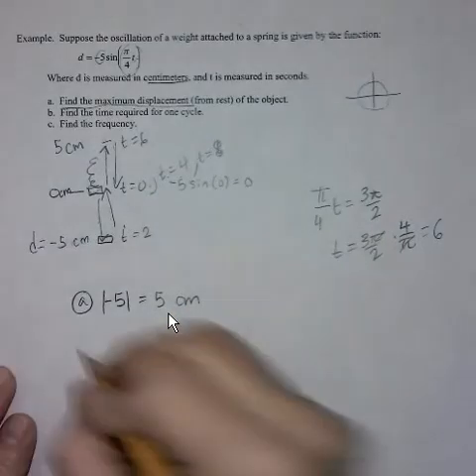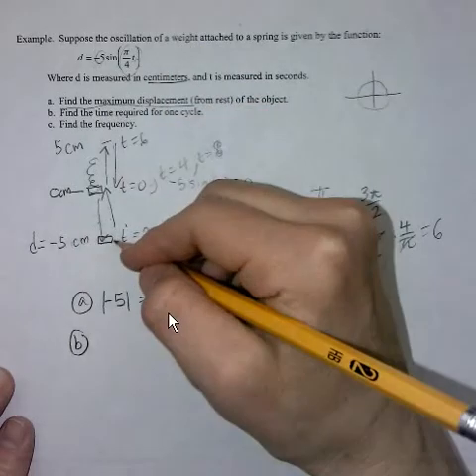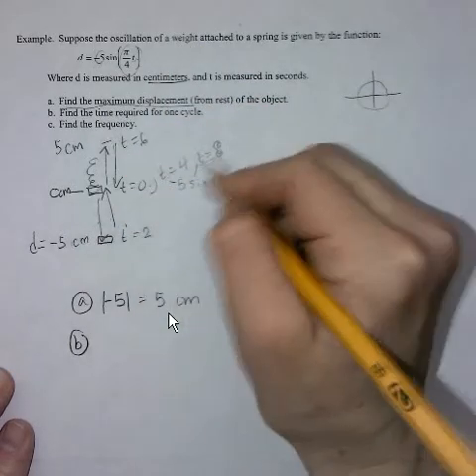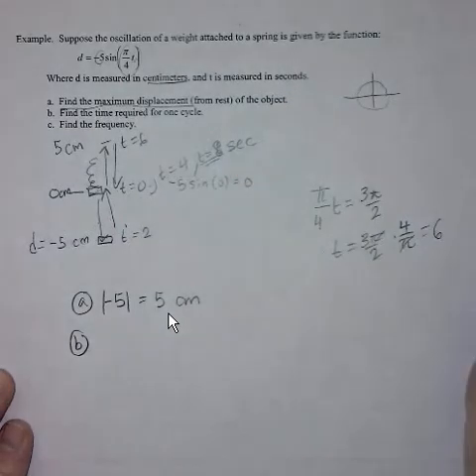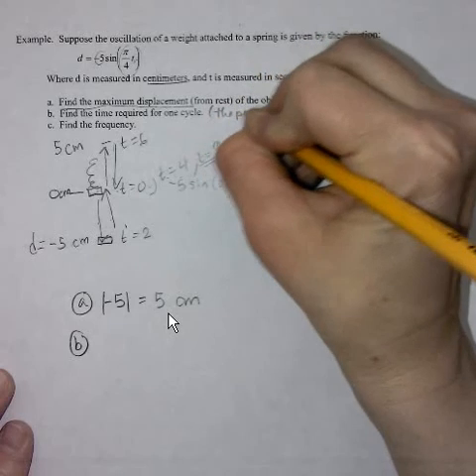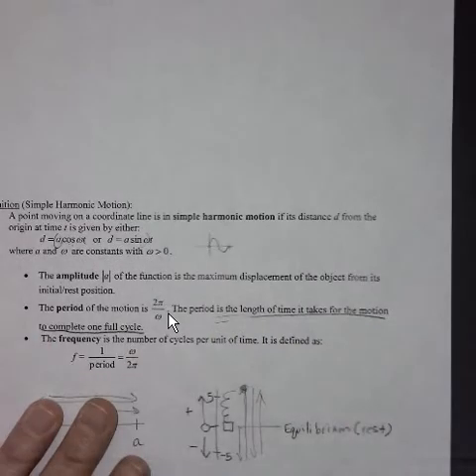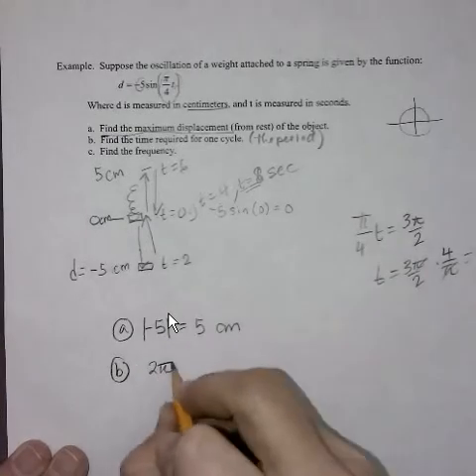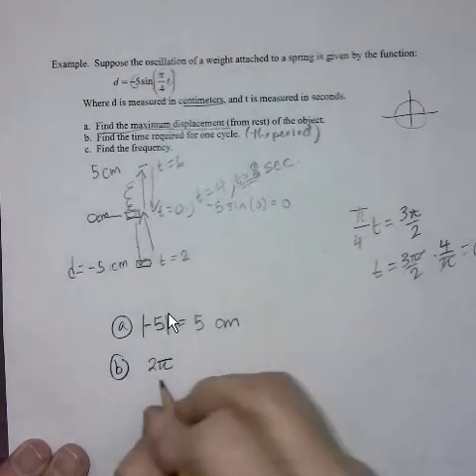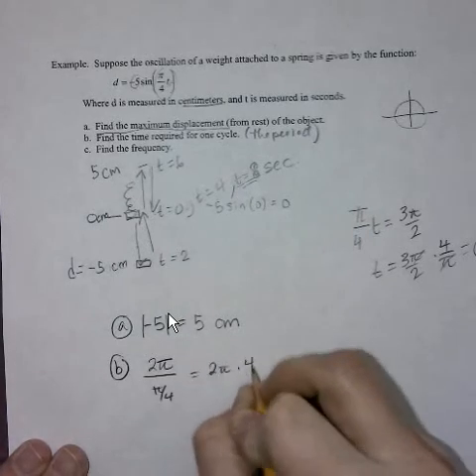B, time required for one cycle. We already talked about it. Down, then all the way up, and then down is 8 seconds, right? That is the period. The period tells you the length of time it takes for the motion to complete one full cycle. That's the definition. So for B, I already know it's 8, but I'm going to use the formula: 2 pi over omega, where omega is pi over 4. So 2 pi times 4 over pi is 8 seconds.